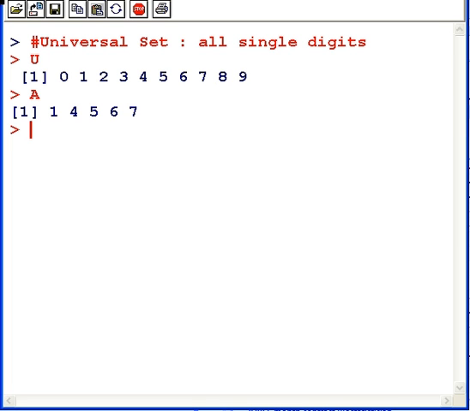Our first set is A: 1, 4, 5, 6, and 7, and all the elements of A are also elements of U. We're going to introduce also a second set, B: 2, 4, 6, 7, and 9.